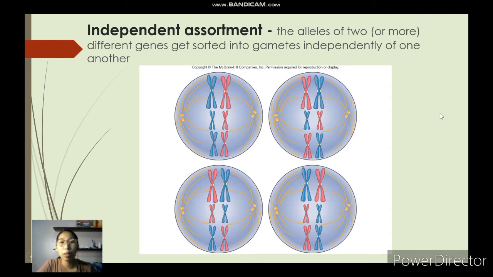it is assorted. That is why it is called assortment, because the combinations can be different. Two can be from your mother, but in a different combination, right? Or this side can swap, or this side can swap, and this can also be its combination. So the possibility of your chromosomes to be sorted into different gametes is what we call the independent assortment.